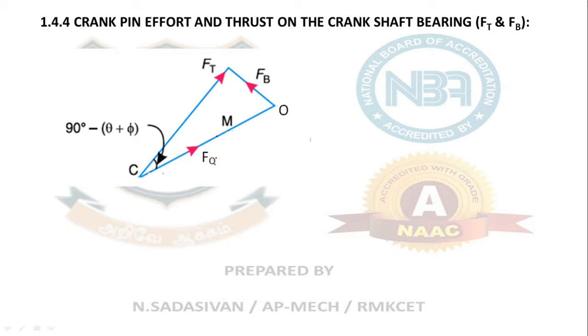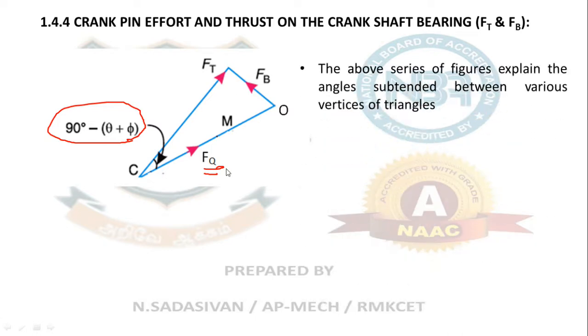Now into this triangle you come. We have already seen how this came. Now I am going to write the expressions for Ft and Fb. Fq is already known to me; I initially derived it. So now, in the above series of figures, I explained the angles subtended between various vertices of the triangles. Now let us write a cosine relationship in this triangle.